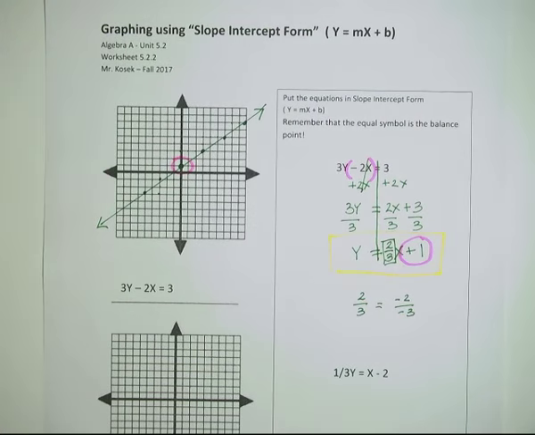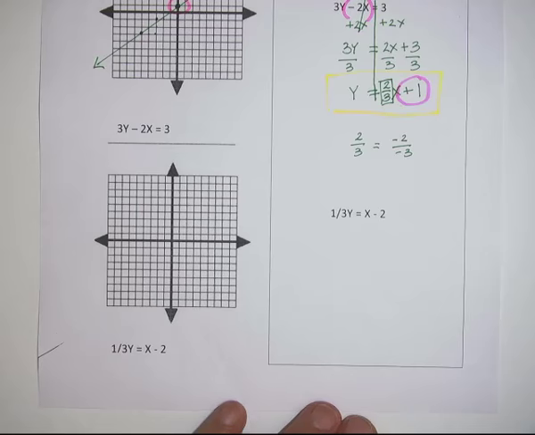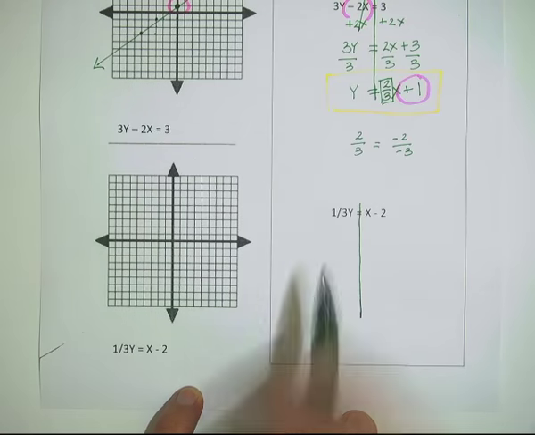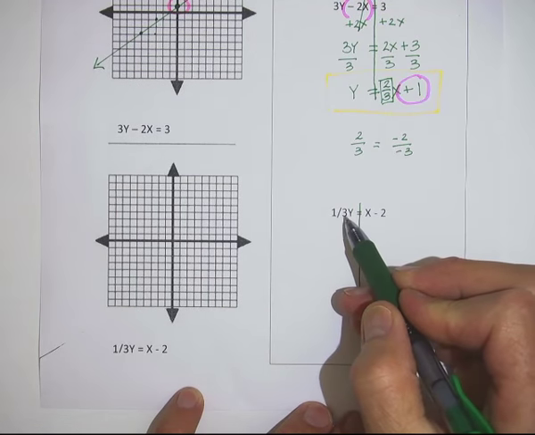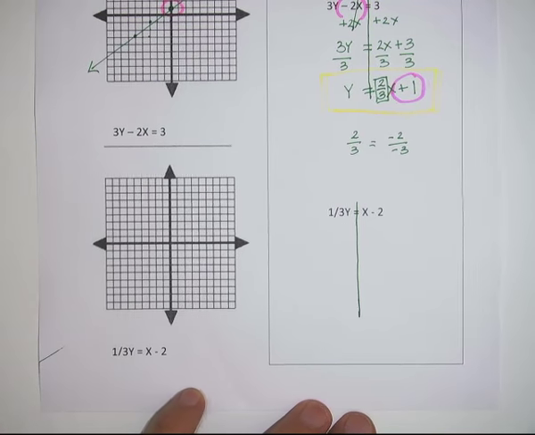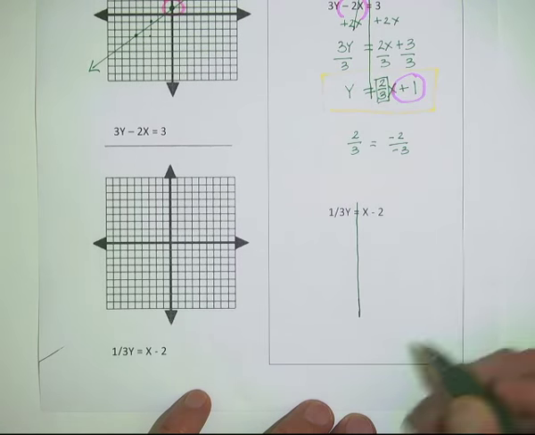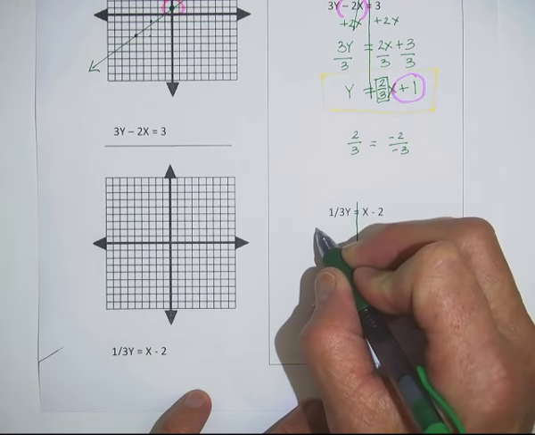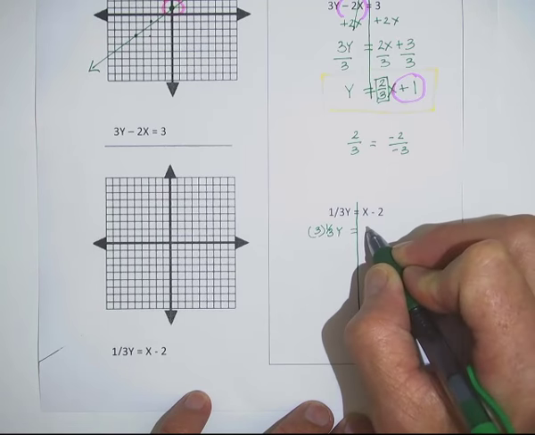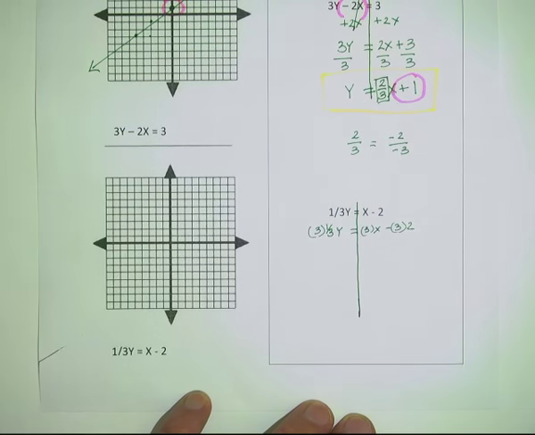So let's take a look at the next equation here. The next equation is 1/3 y equals x minus 2. Okay, this is our balance line here. This is 1/3 y. This is y being divided by 3 basically. So to get this to be y, we're going to have to multiply all terms by 3. This is basically 1 over 3, and if we multiplied it by 3, that would be 3 over 1. So we're going to multiply 3 times 1/3 y equals 3 times x minus 3 times 2, because we have to do it to all terms.